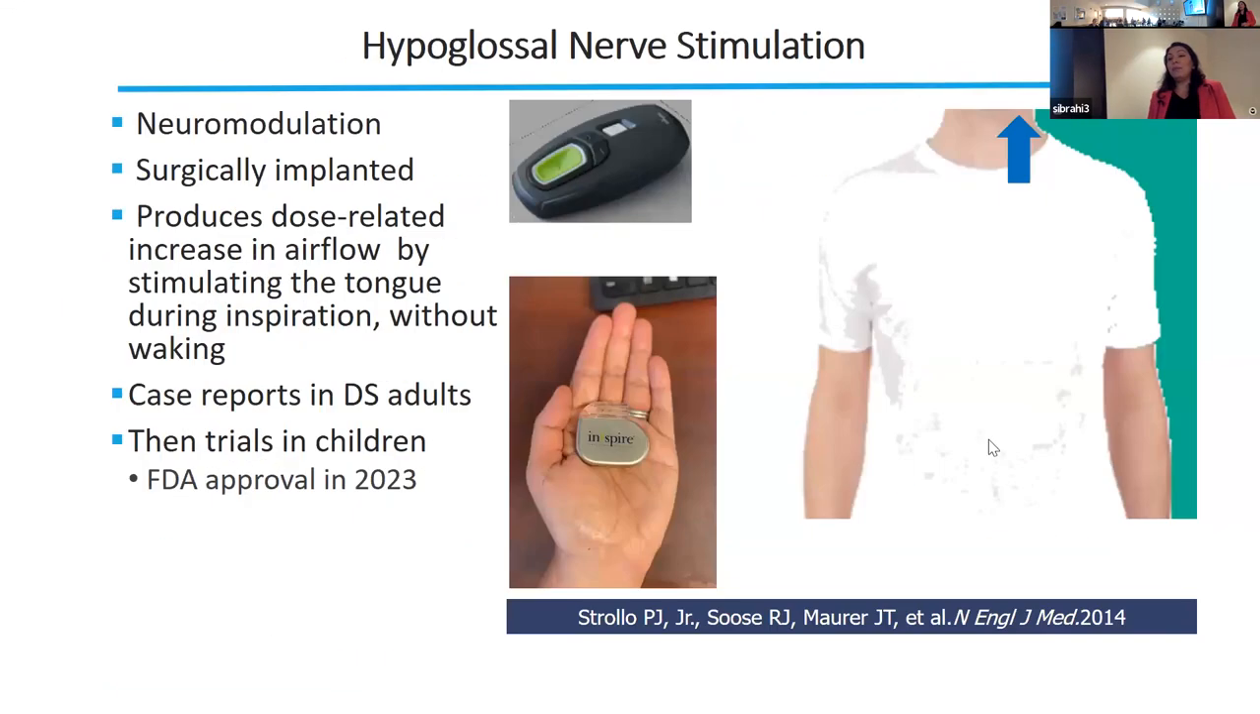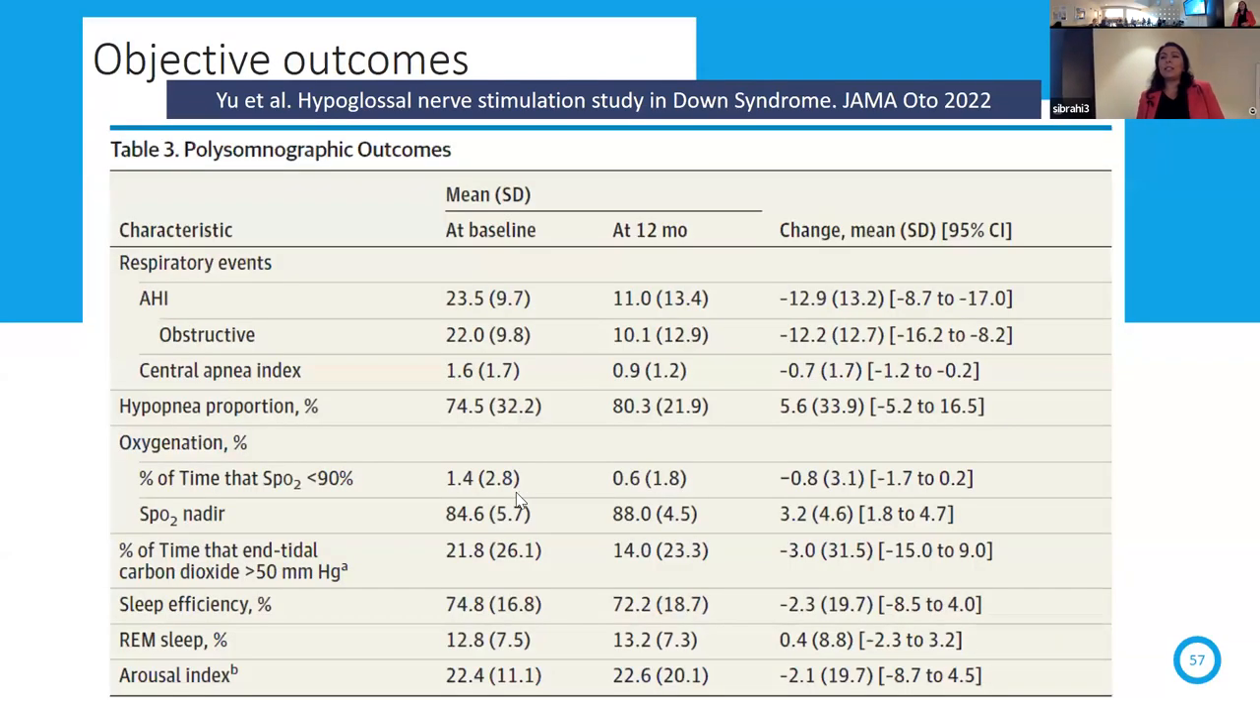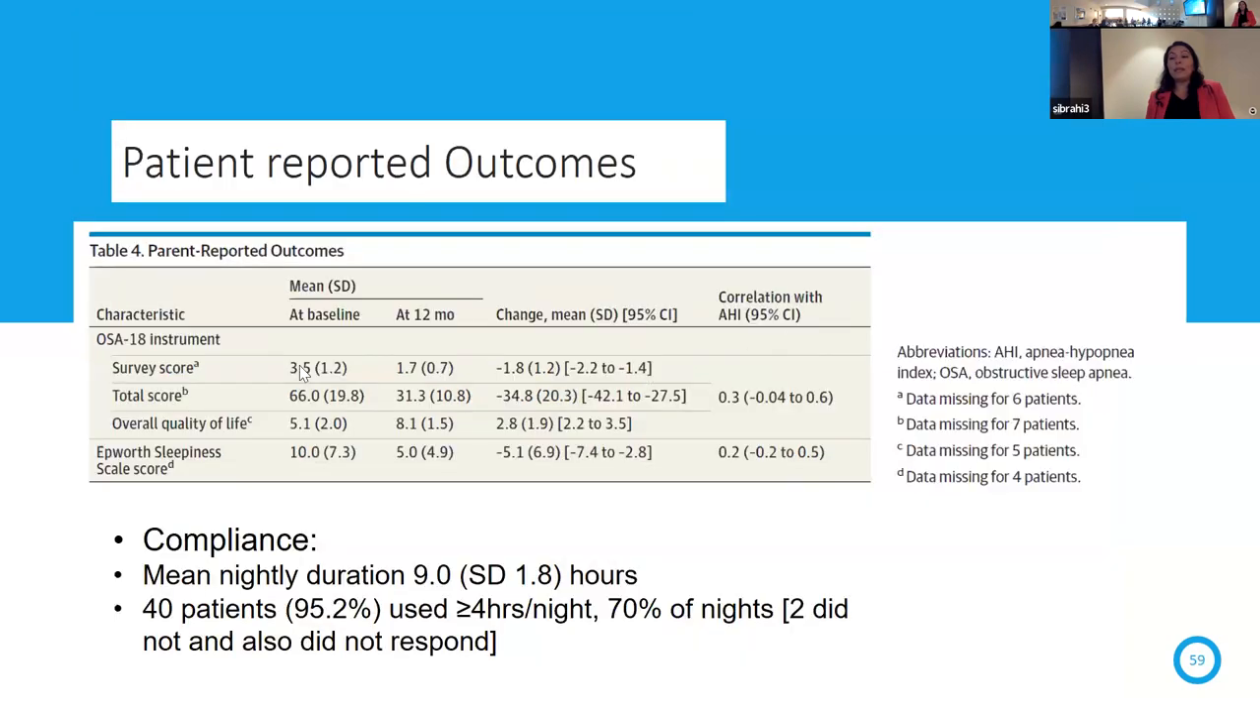And this is in the palm of my hand, a little Inspire device, remote control goes here, trials in sleep apnea. I did want to show you, there's a bunch of studies on here, but I do want to show the polysomnographic outcomes of this study. Doesn't all go away, but it certainly diminishes it. And they have some really other good outcomes like the OSA-18 quality of life instrument, as well as the sleepiness scale. And compliance is rather good. 9 hours of usage. I'm impressed.